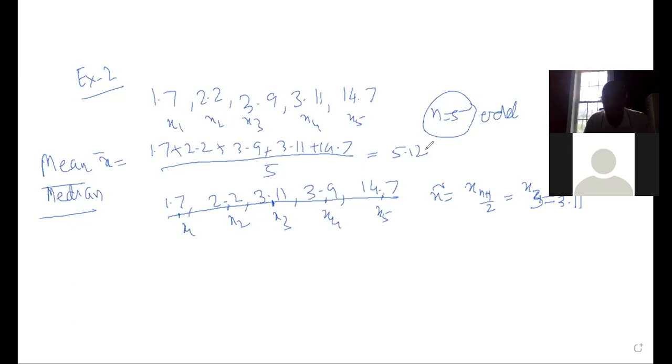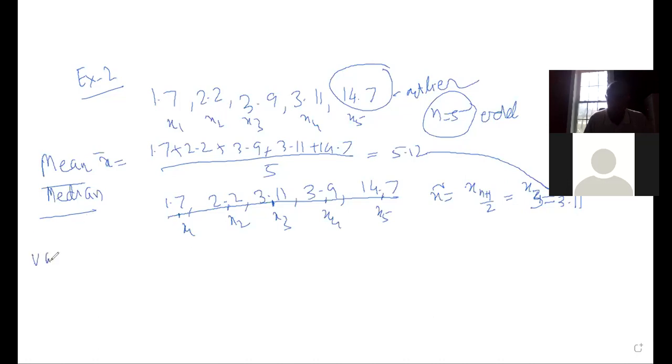This happens because, see the difference. It's a big difference. Why? Because we have an outlier over here. 1.7, 2, these four numbers are really very close, but this number is really very big. They are not in the sequence. It is very far from the other numbers, and that's why it is called the outlier. So this is the outlier.